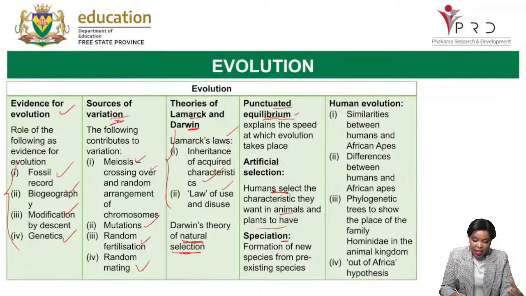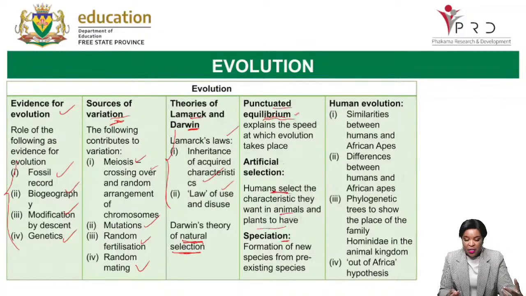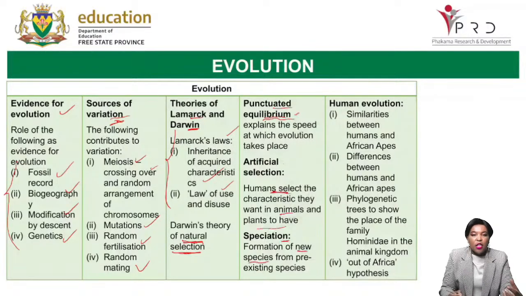Then speciation, you need to be able to unpack speciation, describe the whole process of how it happens. So speciation is the formation of new species. So how do species form? You must pay attention to those geographical barriers, be able to identify and unpack the whole story of how new organisms are formed according to speciation.